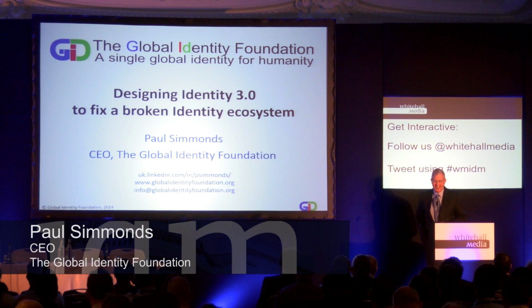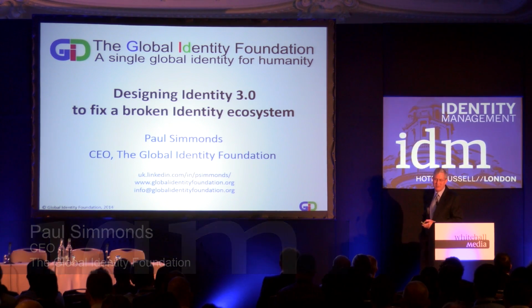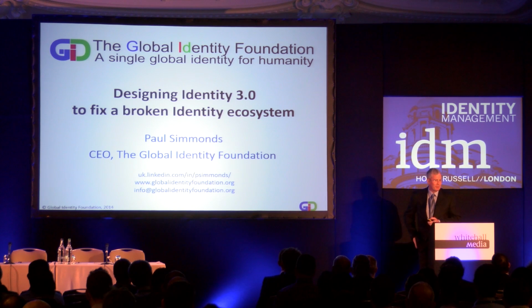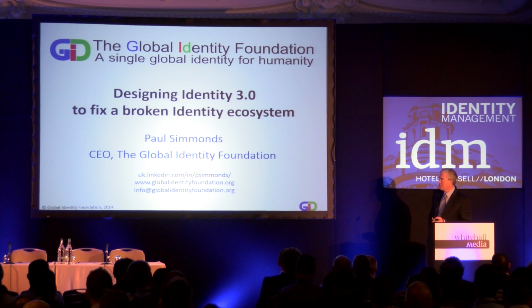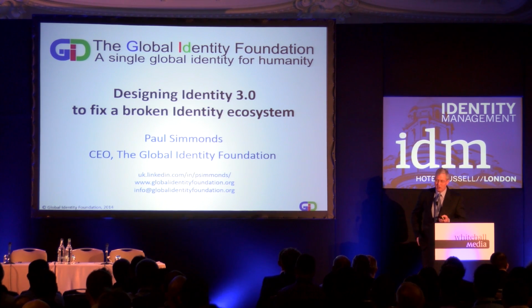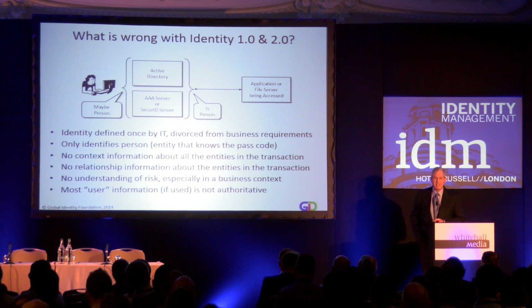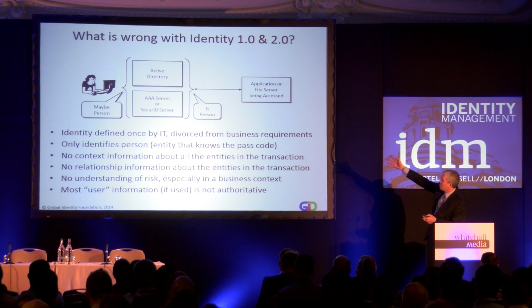Right, yes, as Steve said, a bold statement: designing Identity 3.0 to fix a broken identity ecosystem. For those of you who are at B-Sides alongside InfoSec, there was a presentation, you can go onto the website and get it, I'm pretty sure, called The Epic Fails of Identity, looking at what's failed. I'm only going to pick one today because I've only got 15 minutes. What's wrong with Identity 1 and Identity 2? Well, ultimately, this is what is wrong.